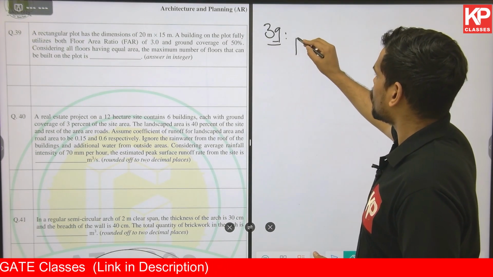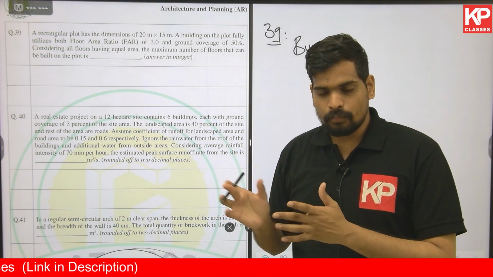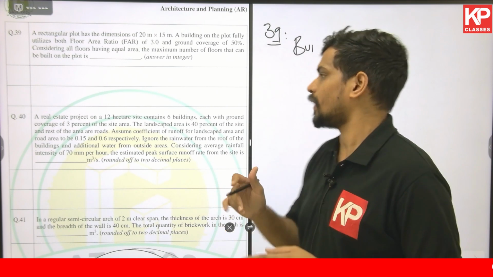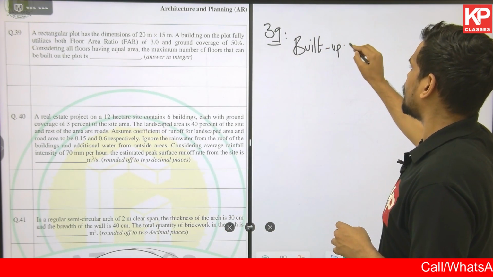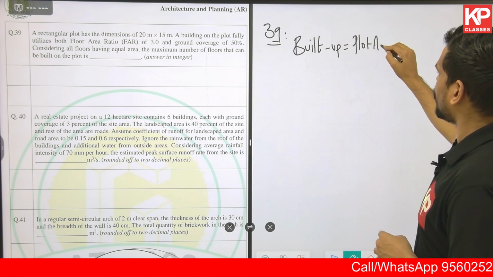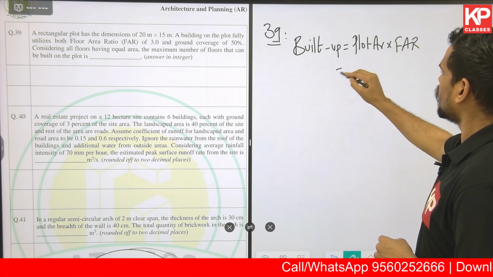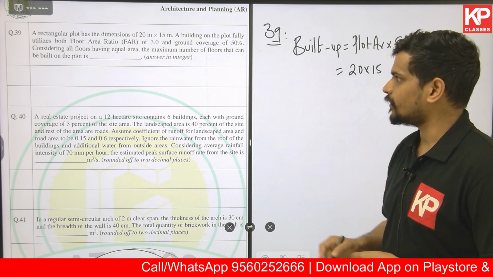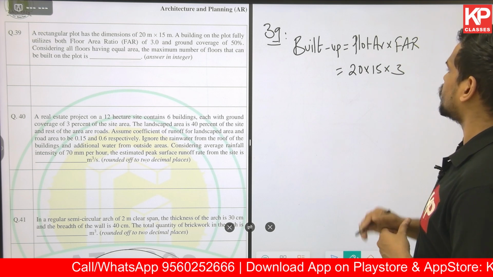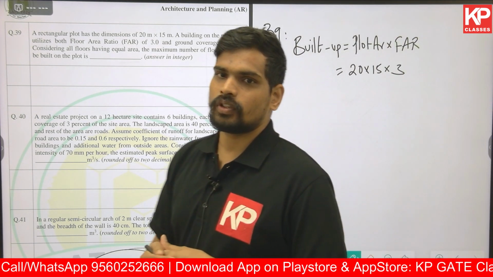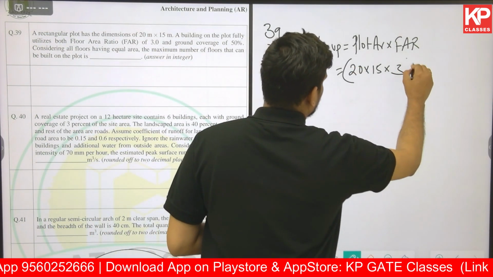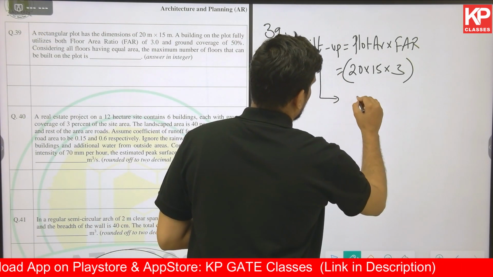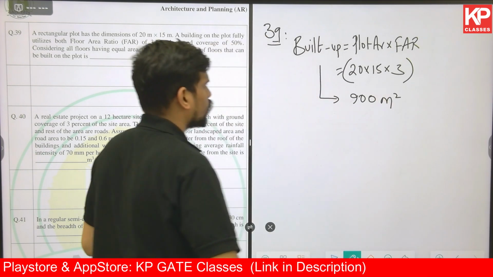So the permissible built up, probably in this case it's not even permissible, you can say the existing built up, because I have said the full FAR is utilized. So the built up of our building will be the plot area multiplied by the FAR value. Plot area in our case is 20 into 15, which is basically 300 square meter, multiplied by the FAR value, that is 3. So the built up area is 300 into 3, which will come out to be 900 square meter. That's the total built up area.